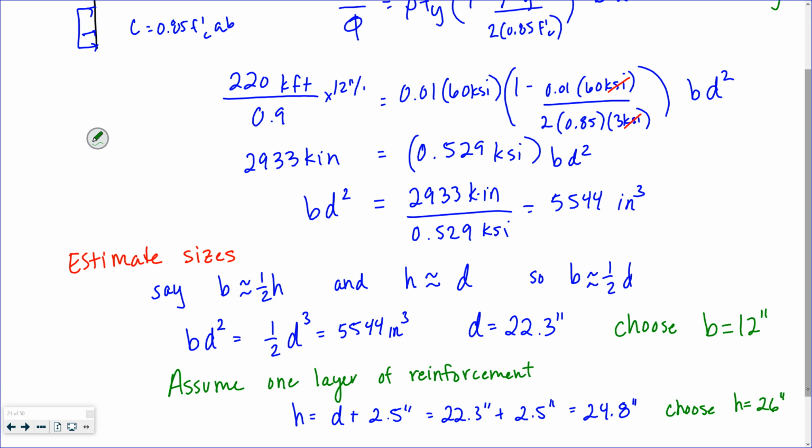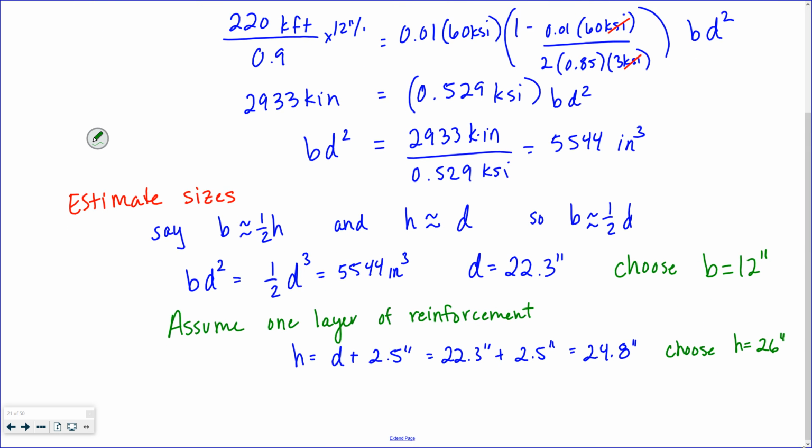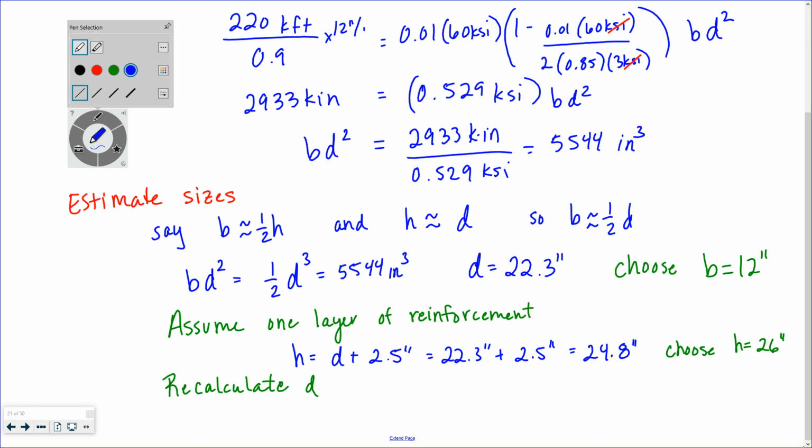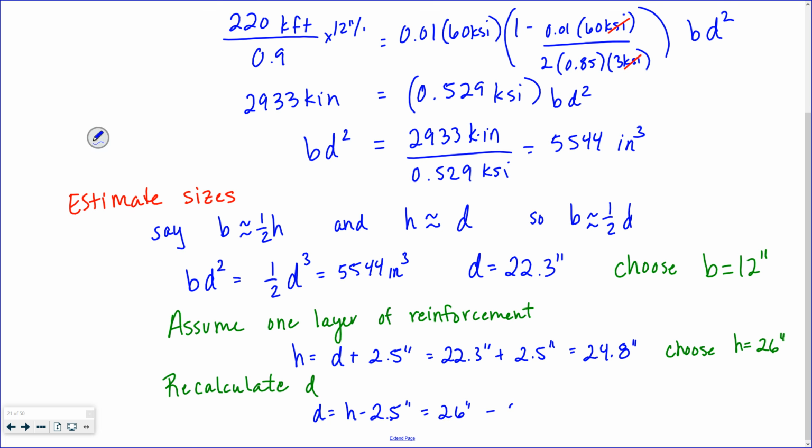Now I'm going to re-estimate my D. With that 26 inches, right? D equals H minus 2.5 inches. So 26 inches minus 2.5. So that's where I started from last time, right?